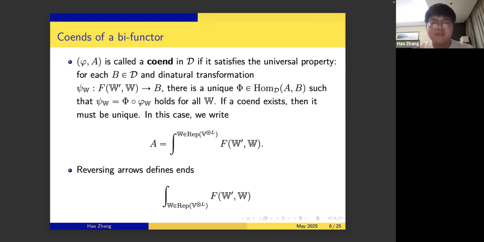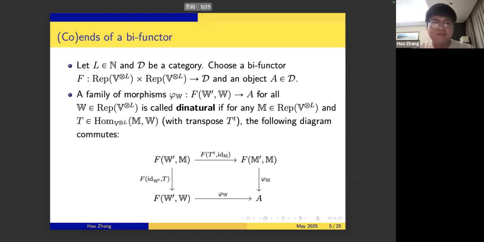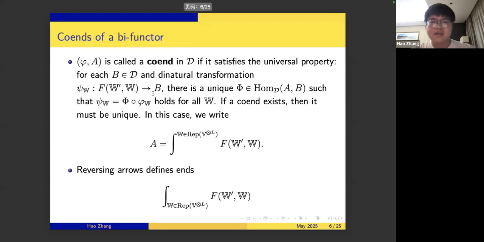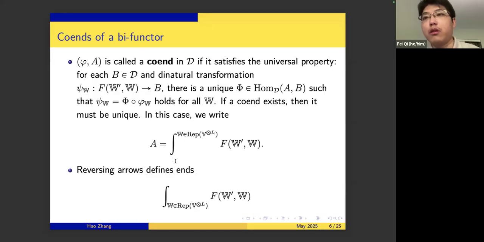In fact, if you want to replace this integral by the direct sum, you have to let this category be semi-simple. In the case that the VOA itself is rational, then you can replace this by the direct sum. The direct sum is precisely giving you the coends and ends in both cases, in this semi-simple case. Okay, thank you very much.